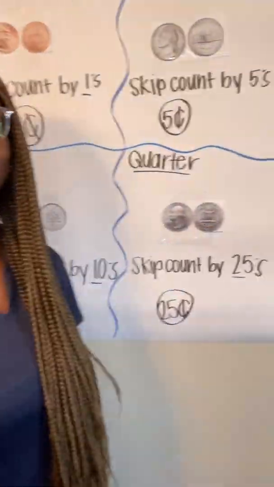The next one is a nickel. Nickels are fat. They look really thick. This is what the back looks like. This is what the front looks like. Nickels are worth 5 cents.